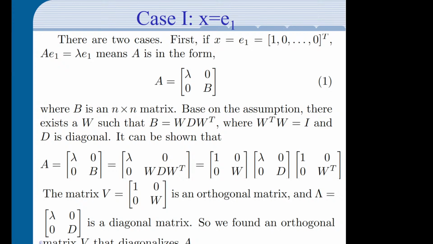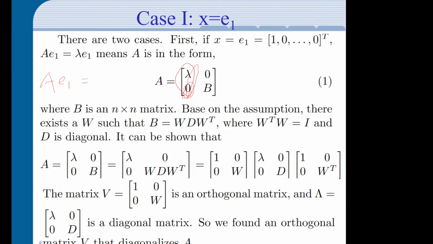So AE1 equals lambda E1. So this means that all these things should equal 0, right? Okay, and so why are these all 0? Because AE1 equals the first row, this first row, right?